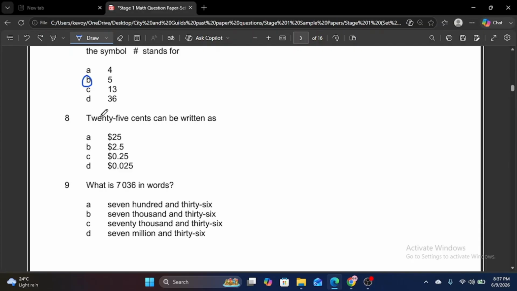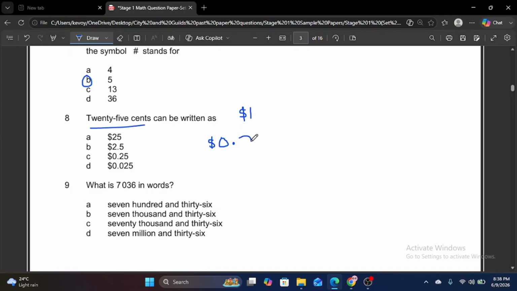So 8, we have 25 cents can be written as. So this is for the persons who don't know cents. If you see this right here, you would say that this is $1. A lot of students, I realize, know what is $1 and they know dollars, but they don't know cents. Now cents is when you have a number less than 1. So in this case right here, you'll have $0 point.